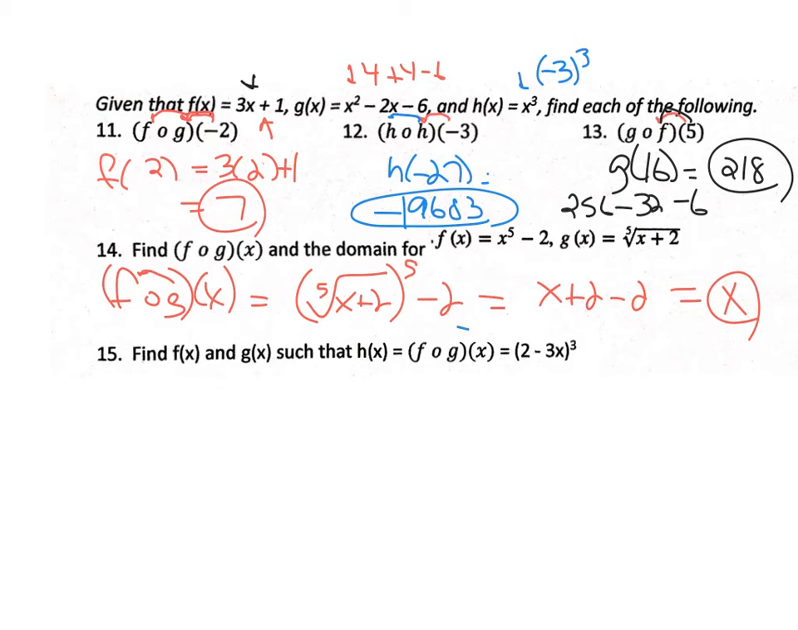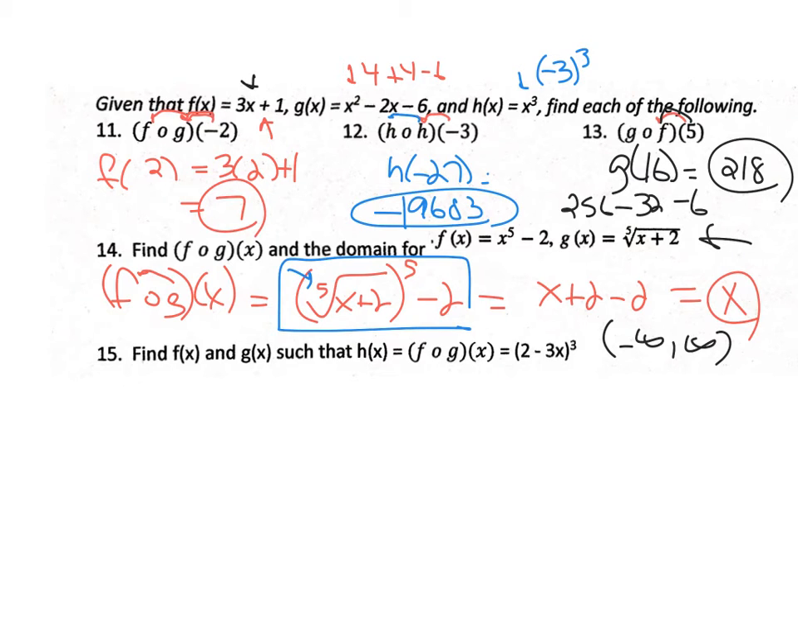Now, domain you have to tell as soon as you get to this step right here. What's the domain? Remember, because it's an odd root, you are allowed to have negatives in there. The only kind of radicals you cannot have negatives in are even roots, like square roots, fourth roots, sixth roots. So my domain is all real numbers. That's how it was when I started, that's how it is at the end here.